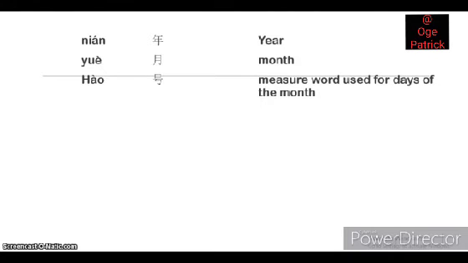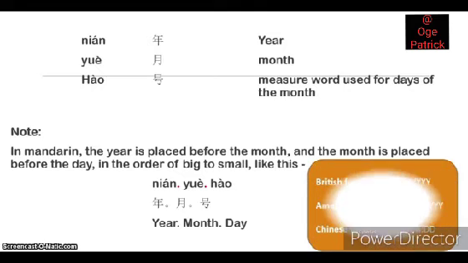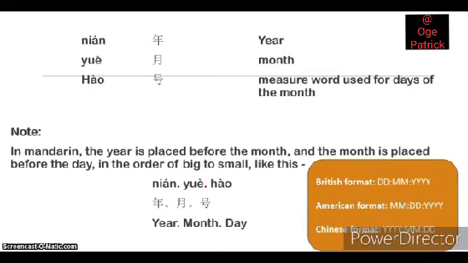Right, it's important that I tell you that the Chinese format of writing the date is different from the British and American format. The year comes first and is followed by the month and the day. 年, 月, 号. Right, let's practice.